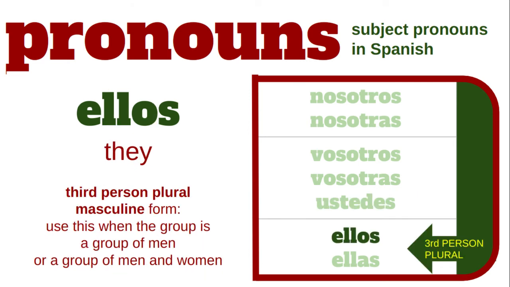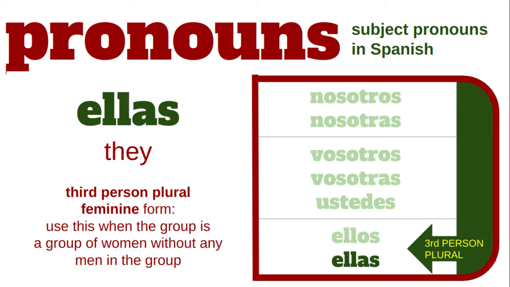The next one is ellos, which means they. This is the plural form of él. So this is a third person plural masculine form that you use when you want to say they if it's a group of men or if it's a group of men and women. And the last form is ellas, which also means they. It's a third person plural feminine form that we use when it's a group of women with no men in the group.